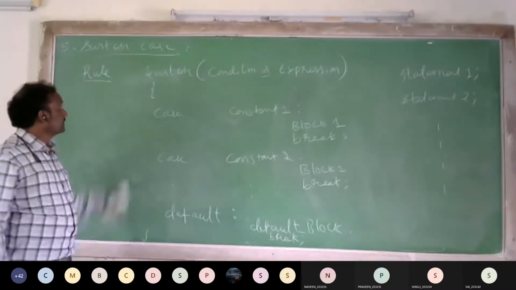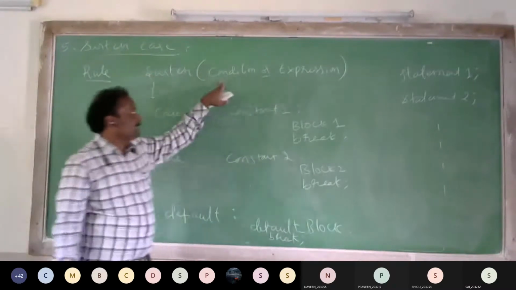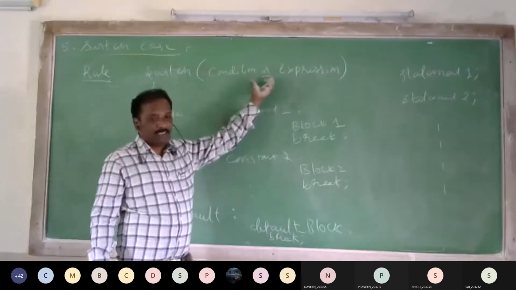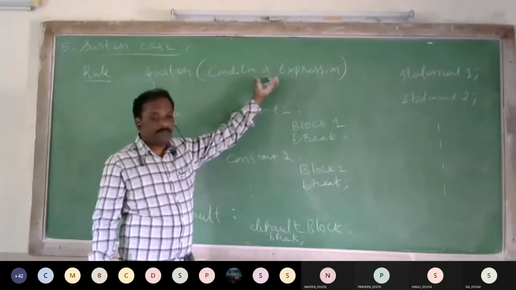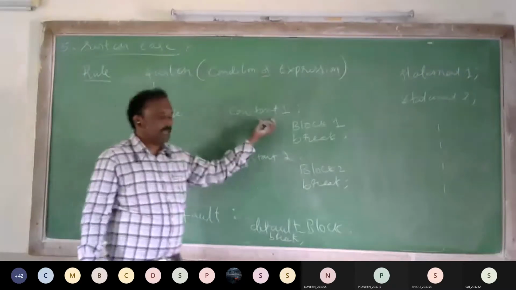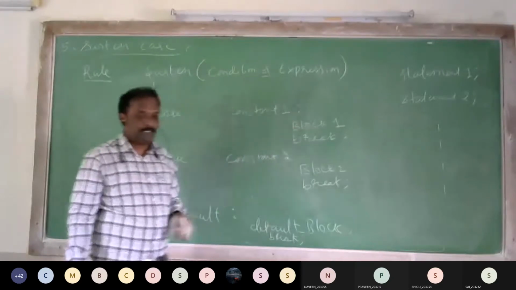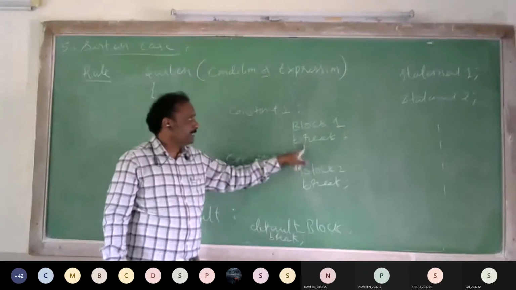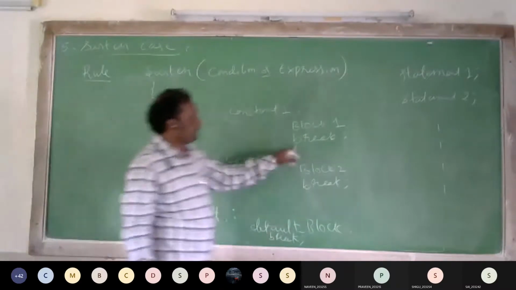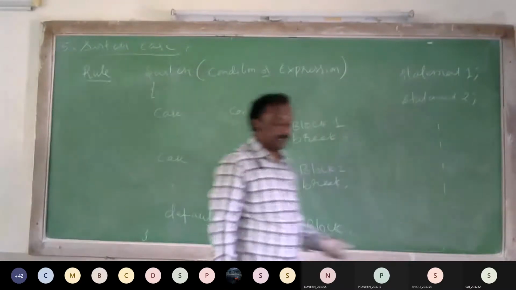The rule is switch. It will take the condition or expression and evaluate the expression. If the value of the expression matches with constant 1, then block 1 statements are executed. Break will take the control outside of this switch block. So statement 1, statement 2 are executed.